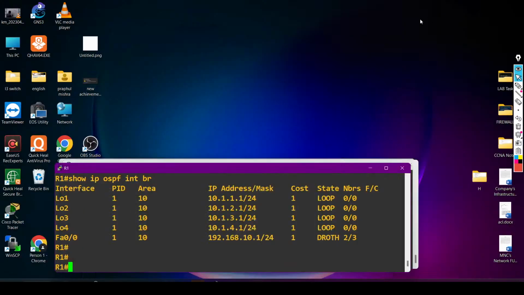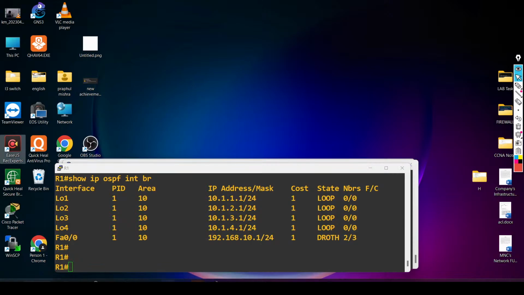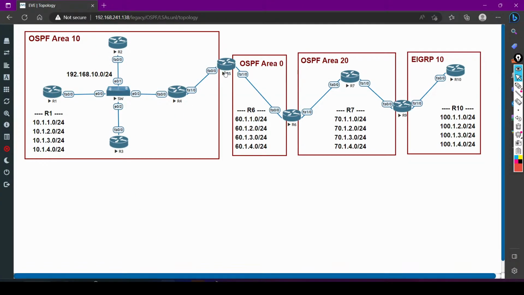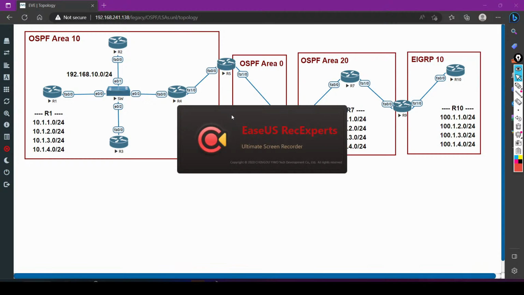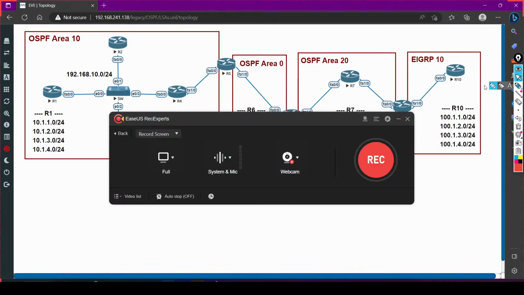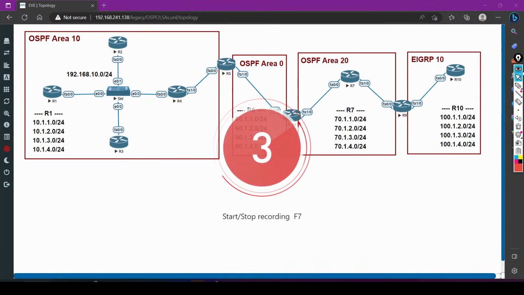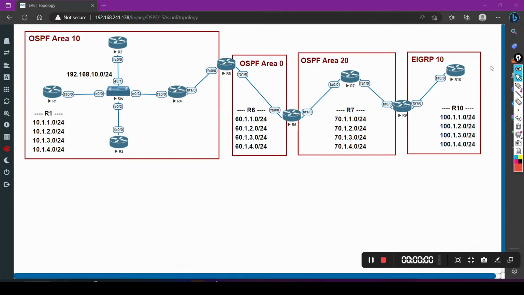Let me start recording as well. DR and BDR is not required between router 4 and router 5. So here we will change the network type. Done. Okay, in the database of router 1, how many LSA 1 will be there, guys? 5. And how many LSA 2 will be there?